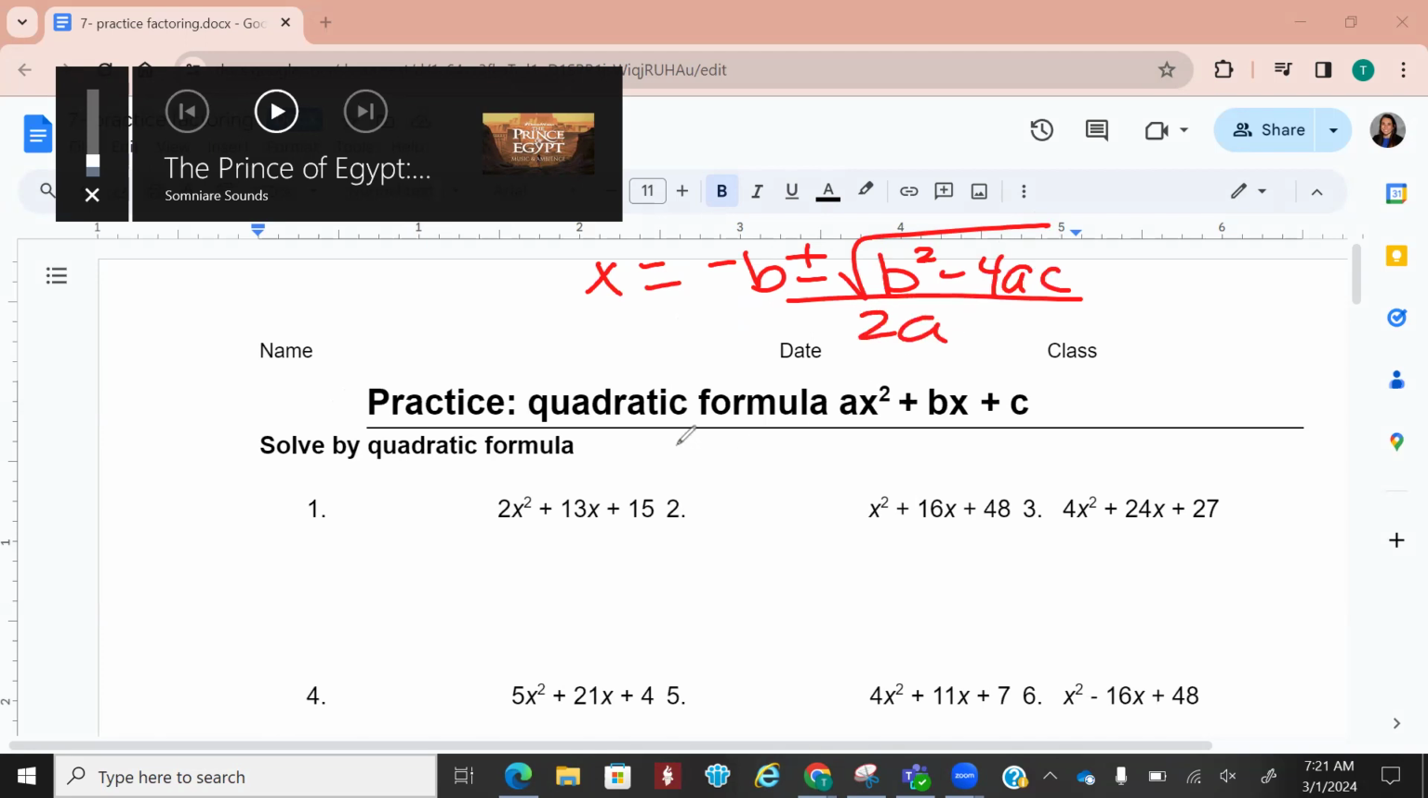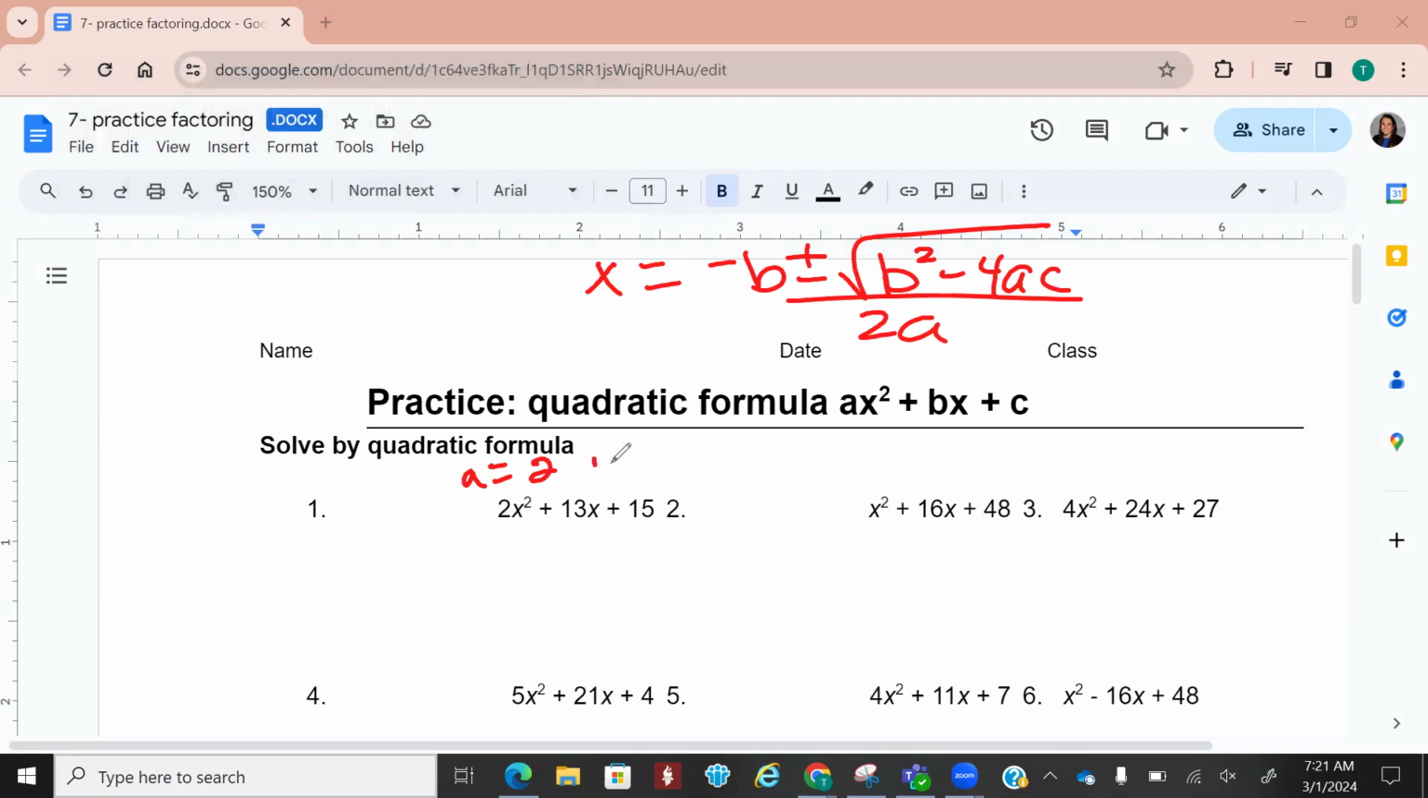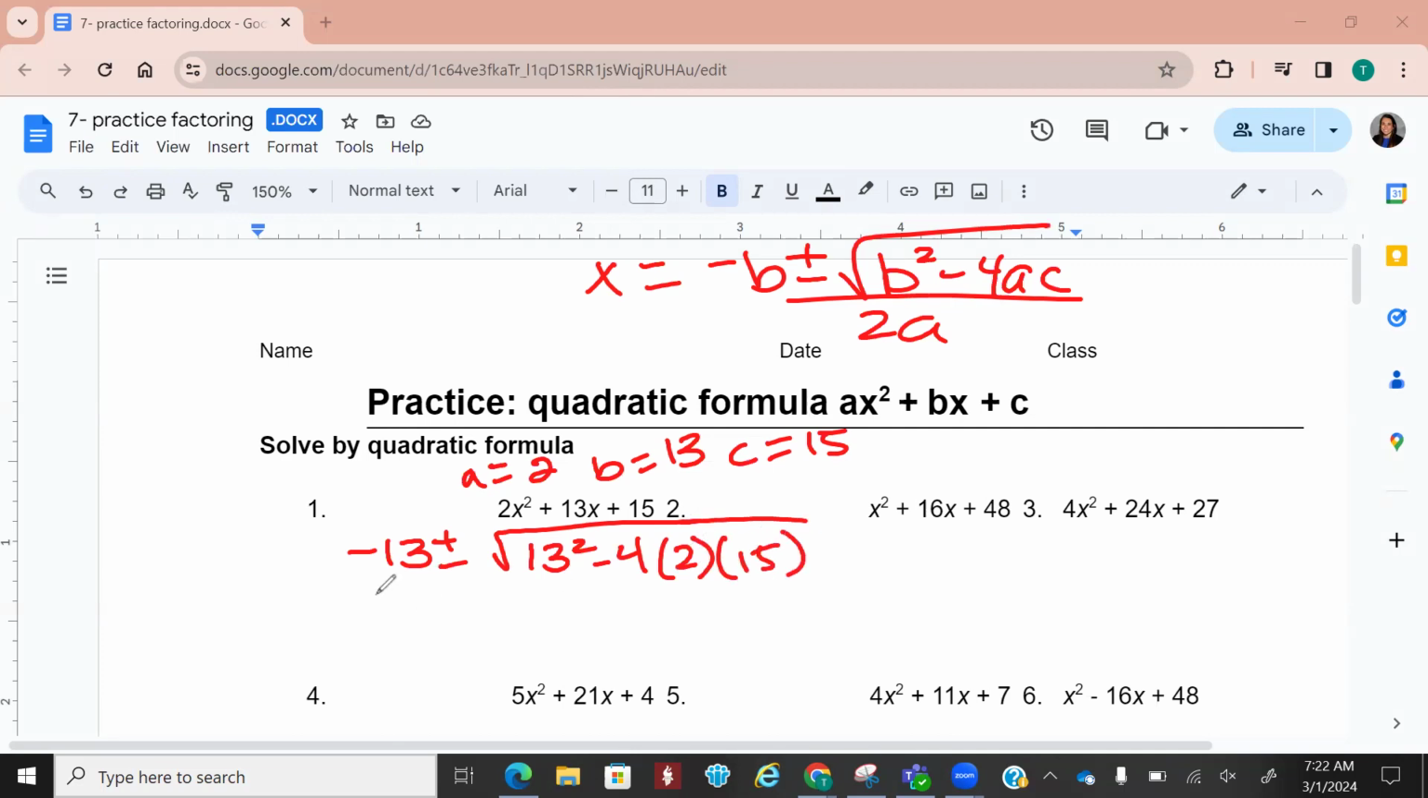That's okay. What's your A on this one? So just the number, so 2. What's your B? 13. And what's your C? Okay, now we're going to take all that and plug it in. So negative 13 plus or minus the square root of 13 squared minus 4 times 2 times 15, all over 2 times 2.